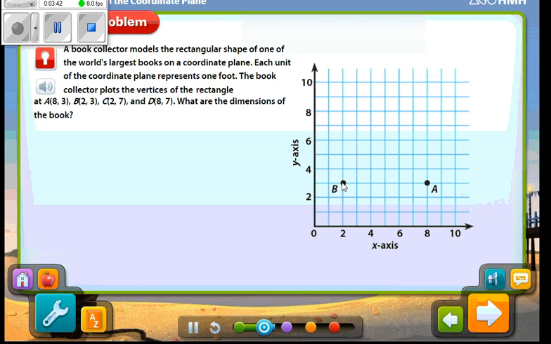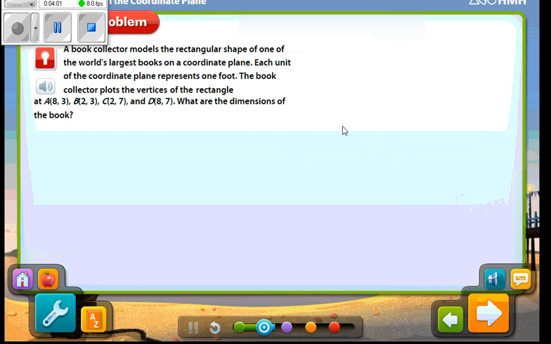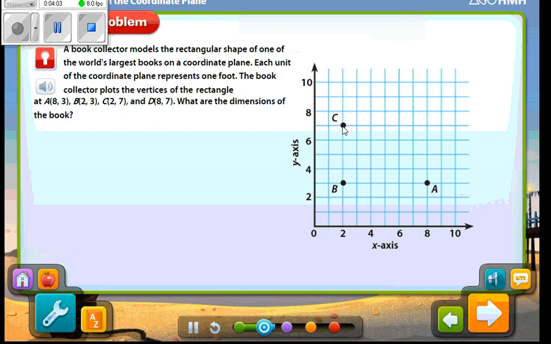Now plot the point for C (2, 7). We're going to start over here at the origin again. We're going to go to the right 2 and up 7. This is the location for point C. Now plot the point for D (8, 7). Start at 0 again, go over to the right 8 and up 7. This is the location for point D. Now we can connect the vertices to form a rectangle.